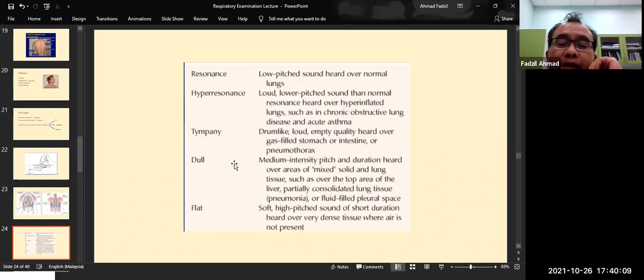The other one, dull, is the stony dullness. If there is a pleural effusion, you can feel the percussion is like percussing a wall, very stony like.